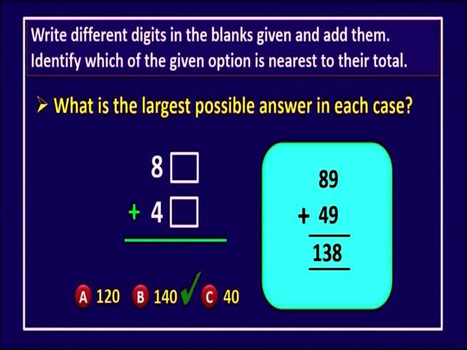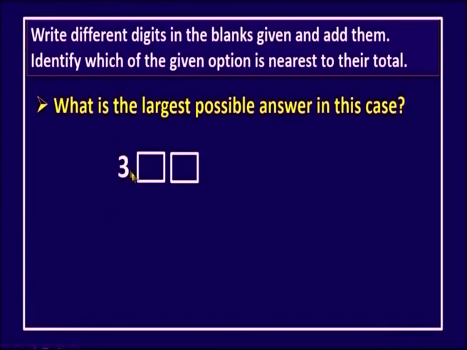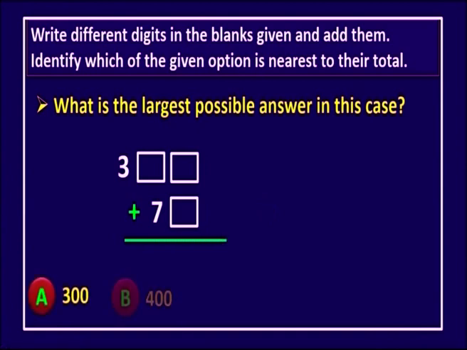Now children, let us move on to our next question. Here we are going to find the largest possible answer in this case also, but here a 3-digit number is given. In hundreds place we have 3, and tens and ones place both are empty, plus a 2-digit number where in tens place we have 7 and units digit is empty. We need to fill that, and the options are A 300, B 400 and C 500.